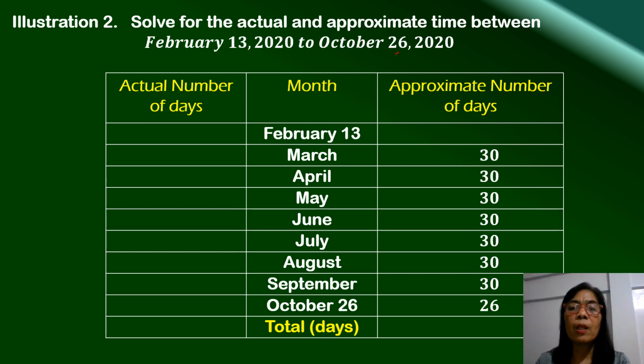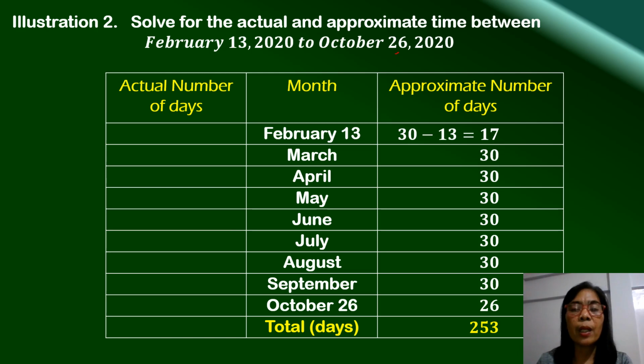Since we end on October 26, there are only 26 days in October. Since the money was borrowed on February 13, for the month of February, assuming you have 30 days in February, this will be 30 minus 13, or you have 17 days for the month of February, giving us a total approximate number of days equal to 253.